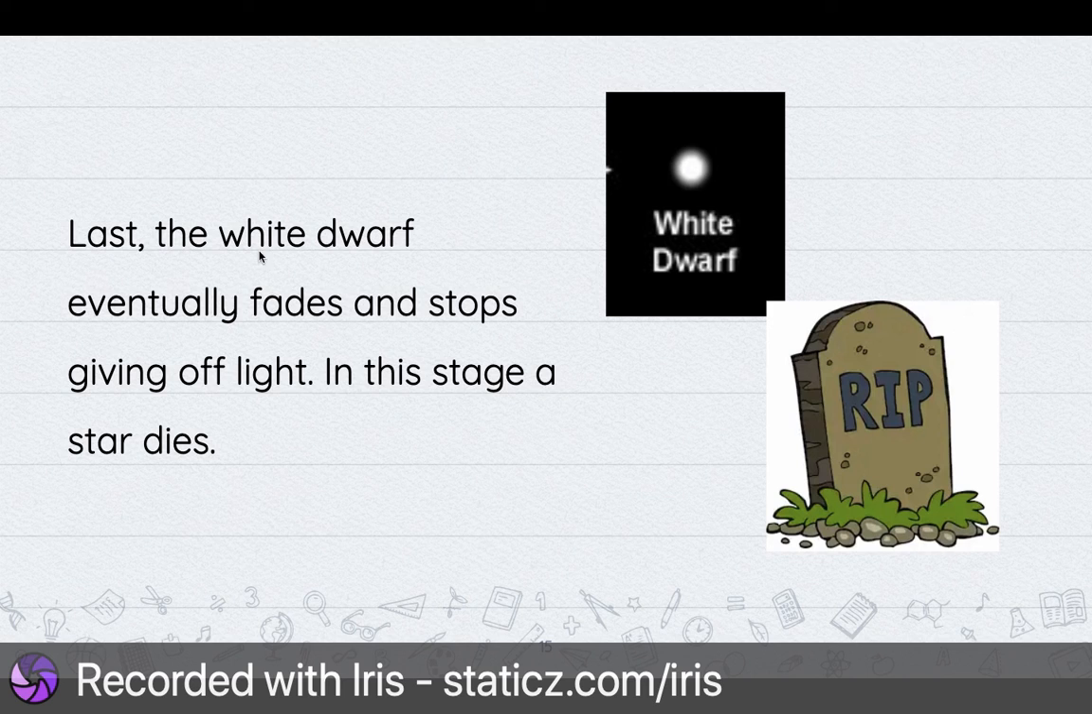Last, the white dwarf eventually fades and stops giving off light. In this stage, a star dies. Here we see the white dwarf. It is a very small light that will get smaller and smaller, and you will not be able to see the light anymore. When you cannot see the light, the star is dead. This is the last of 5 stages of a star.